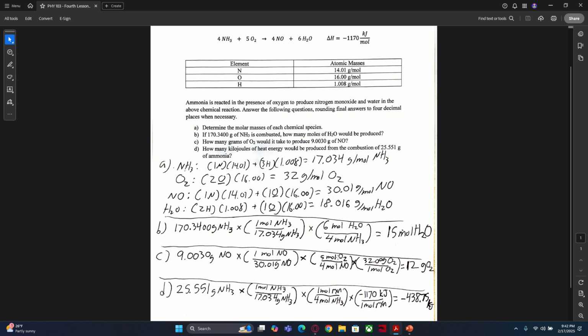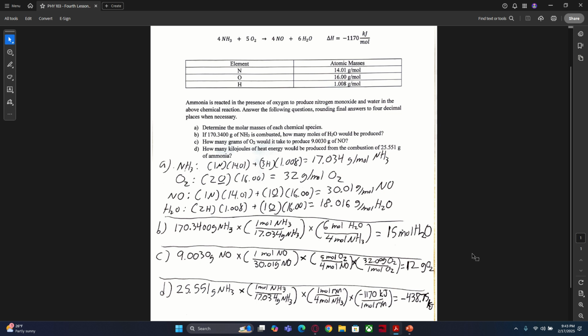And then to get grams of oxygen, we need to multiply the moles of O2 by the molar mass of O2, which we covered as 32. So 32 grams of O2 per mole of O2. And doing this calculation, 9.003 times 1 times 5 times 32, divided by parentheses 30.01 times 4 times 1 parentheses, and that should come out to 12 grams of O2.